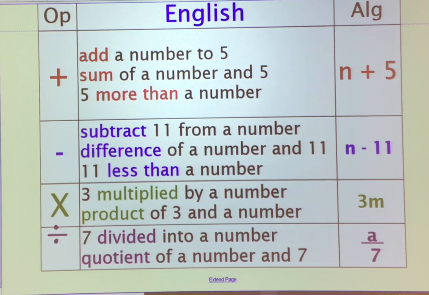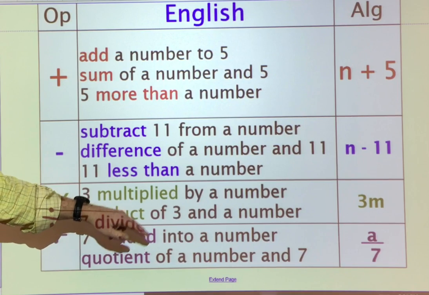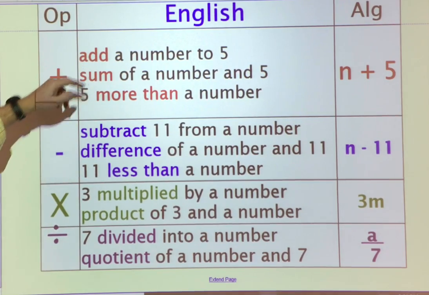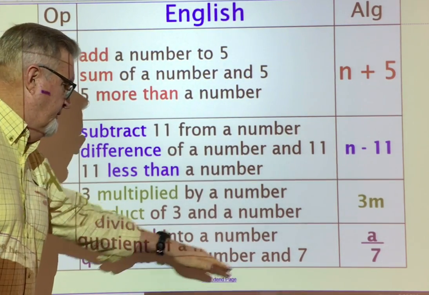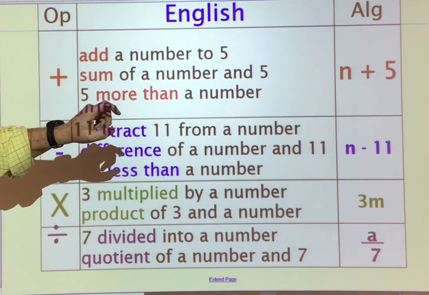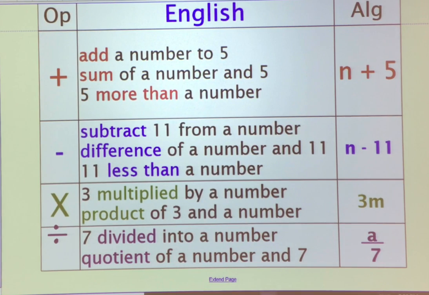In division, we're looking for words like 7 divided into a number, or the quotient of a number and 7. Remember, when it says quotient of, product of, difference of, sum of, it has to be in the order that they're showing us. So when it says quotient of a number, it has to be our variable divided by 7. So it would be a over 7, because in algebra and pre-algebra, we're going to get away from this division sign and start writing it like a fraction with the dividend on top and the divisor on bottom.